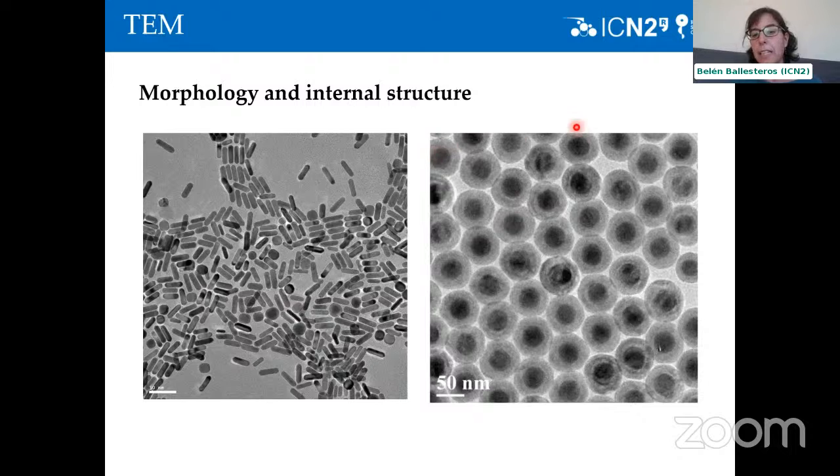And we can study the internal structure. For instance, this is a sample of iron oxide coated with silicon oxide. We can clearly see that inside we have these darker areas which correspond to the iron oxide. And this is something you wouldn't see in an SEM.